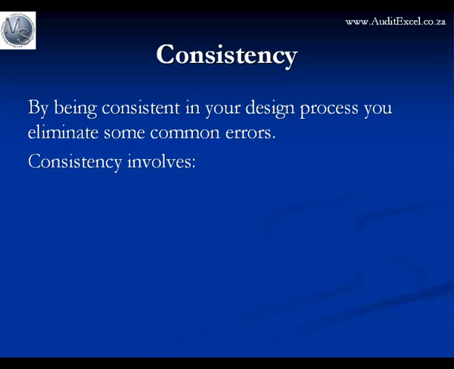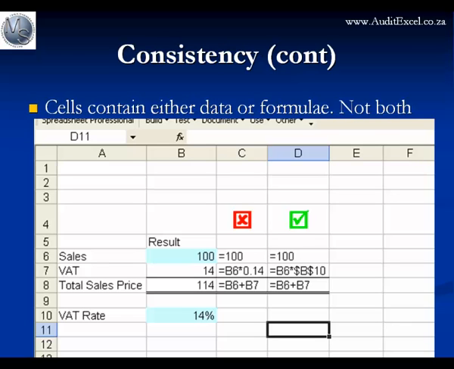With regards to consistency, by being consistent in your design process, you eliminate some common errors. For example, consistency involves cells containing either data or formula, preferably never both. In the example down here, you've got two ways of calculating the VAT on a sales price. The wrong way is to hard code the VAT percentage in. Multiplying by 0.14, although perhaps correct at the current stage, will add difficulty later.